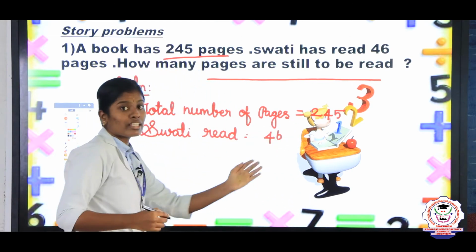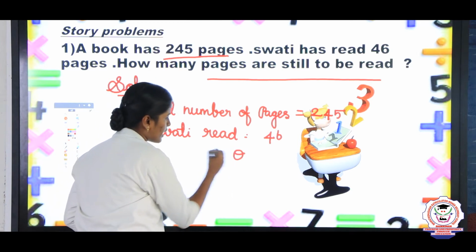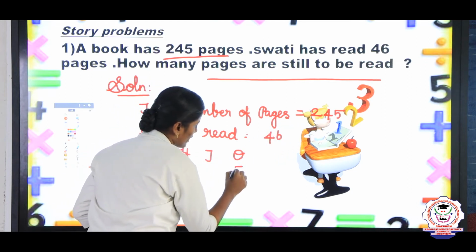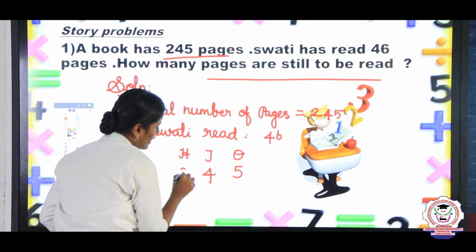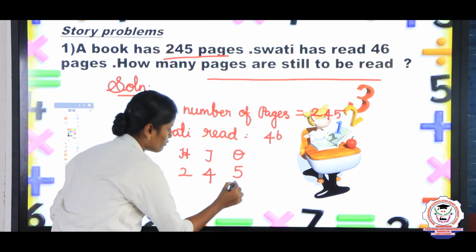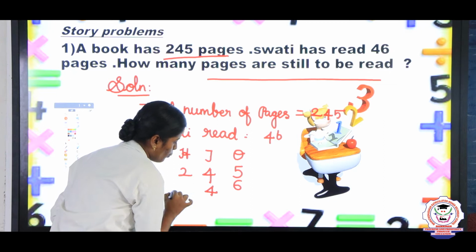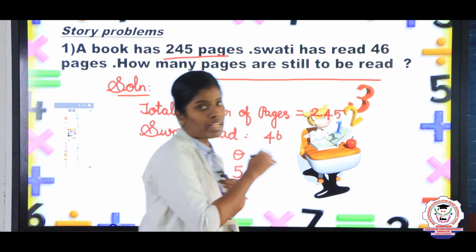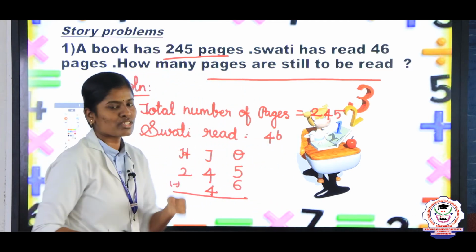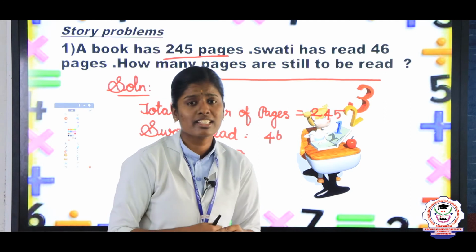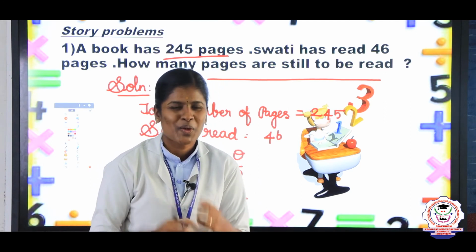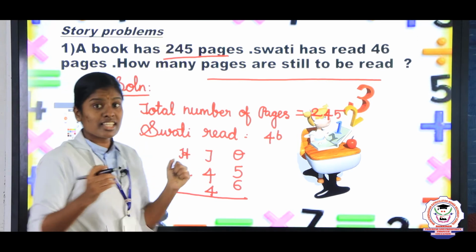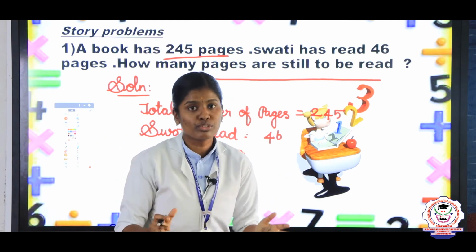First we will write the place values: ones, tens, hundreds. The ones place value is 5, the tens place value is 4, and the hundreds place value is 2. Then take 46. Now we are going to subtract this. While subtracting, first we need to take the ones place value. Here the ones place values are 5 and 6. Now tell me, Nasreen, is 5 minus 6 possible? Very good, my dear. 5 minus 6 is not possible. Why? Because 5 is a smaller number and 6 is the greater number. Now here we are going to borrow.